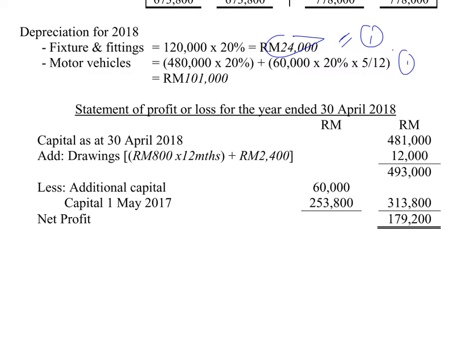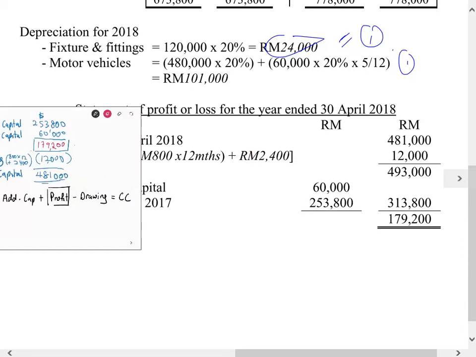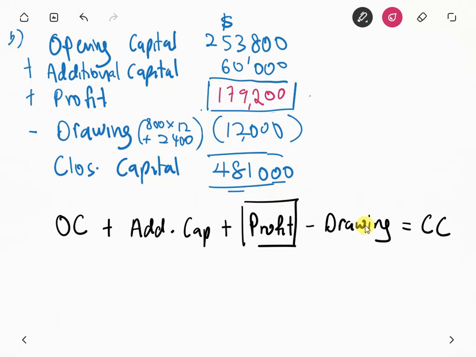You realize something different here? How did I get 179 just now? This way, right? Opening plus additional capital plus profit less drawing gives closing. Can you see here? Opening capital plus additional capital plus profit minus drawing to get my closing capital.